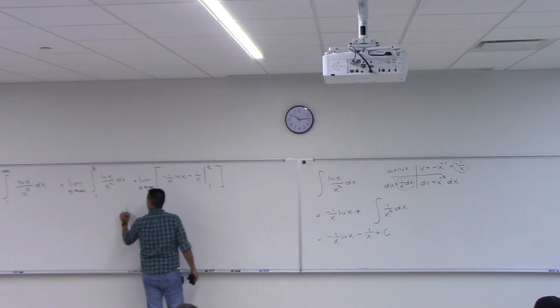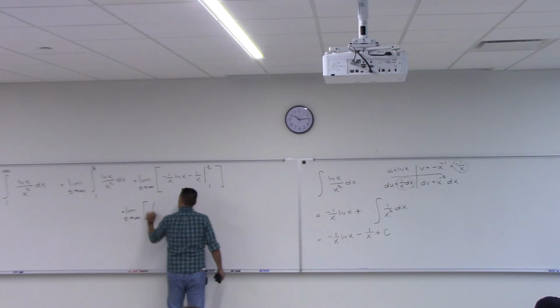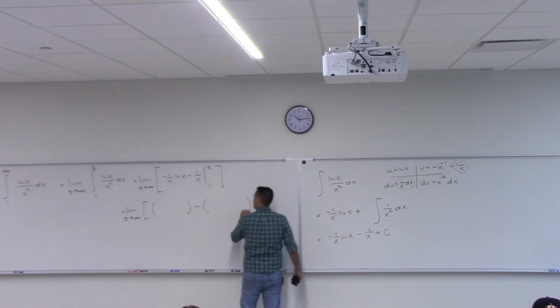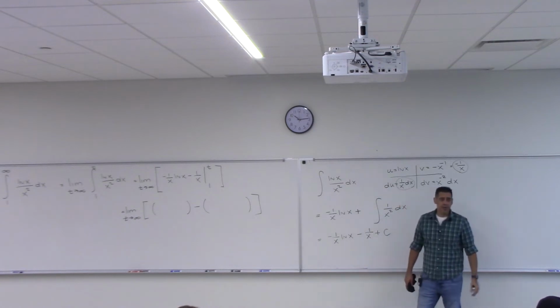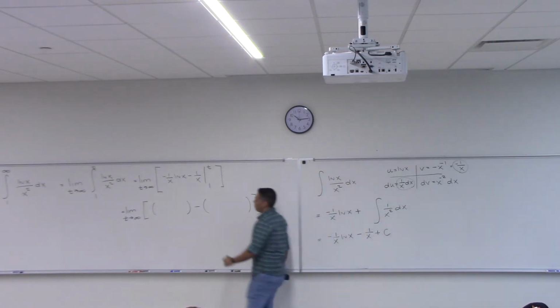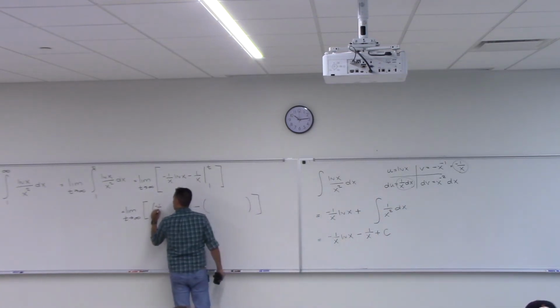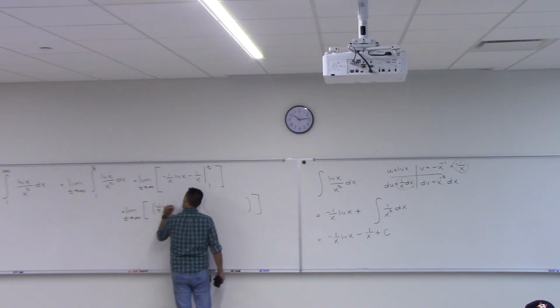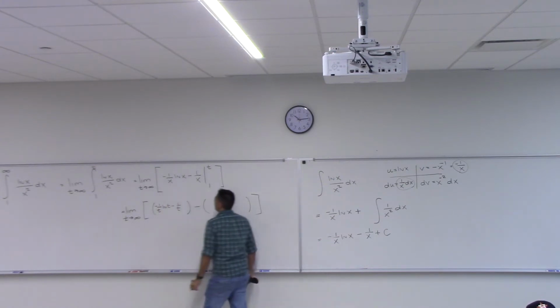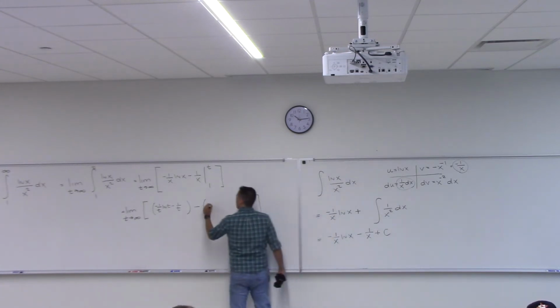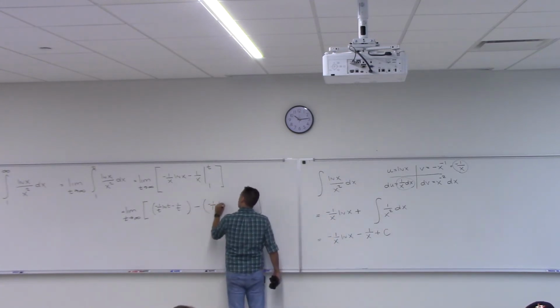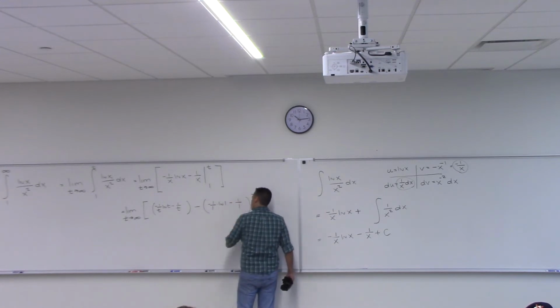Which equals the limit as t goes to infinity. Fundamental theorem of calculus. Plug in t first: negative 1 over t, natural log t minus 1 over t. Plug in 1: negative 1 over 1 times natural log 1 minus 1 over 1.